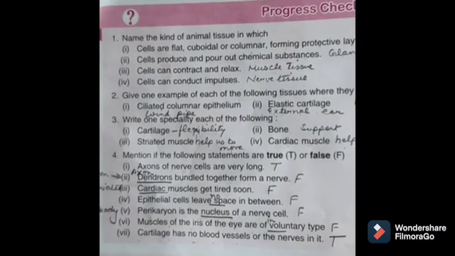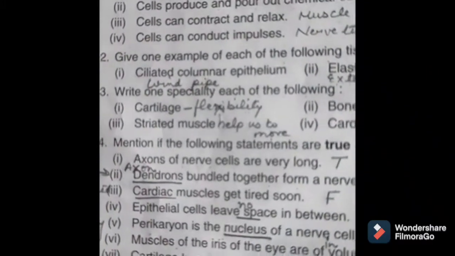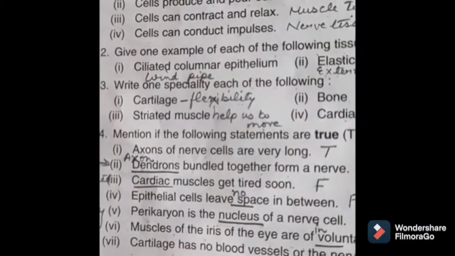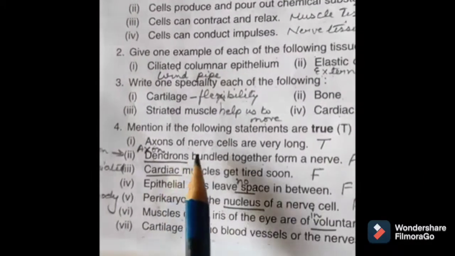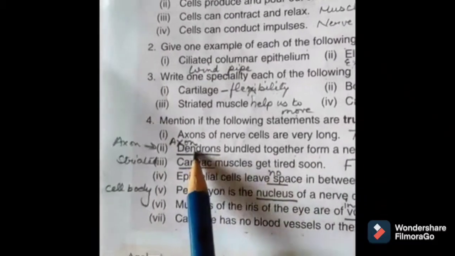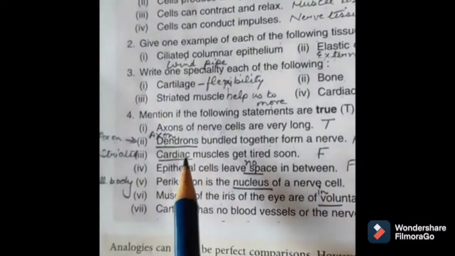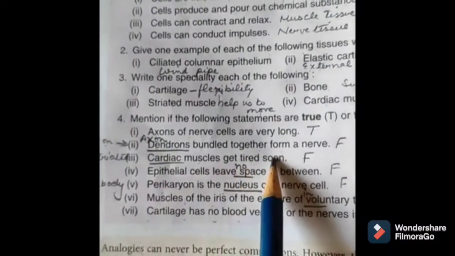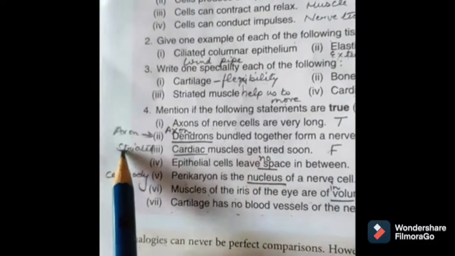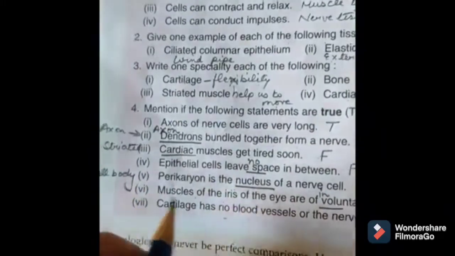Alright. Next we have true false. Mention if the following statements are true or false. So first, axons of nerve cells are very long. This is true. Dendrons bundled together form a nerve. False. Instead of dendron, write axon. Axon bundled together making a nerve. Cardiac muscle get tired soon. This is wrong. Striated muscles, they get tired.